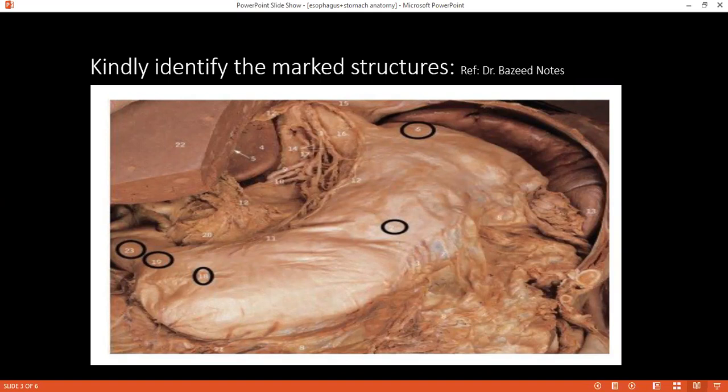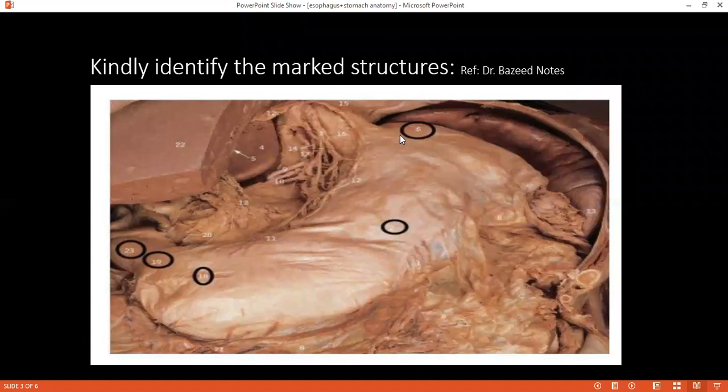The blood supply is on the lesser curvature by the right and the left gastric arteries, and then on the greater curvature by the right and the left gastroepiploic arteries. Which part is supplied by the short gastric artery? The short gastric artery supplies the fundus. Short gastric artery is a branch of which vessel? Splenic artery. Very good.